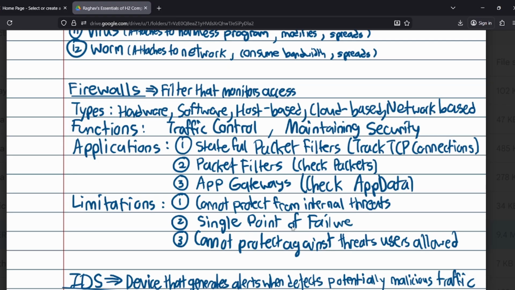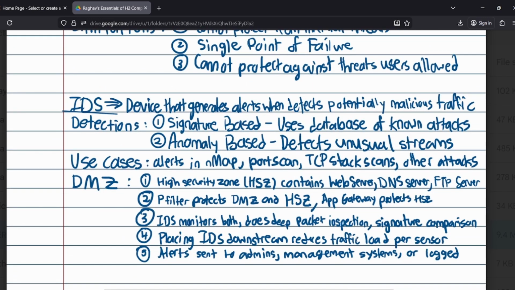There's a single point of failure, which means if the firewall goes down, everything goes down. And you can't protect against threats that users allowed. If some guy decided to click yes, I want to download this pirated thing, then there's nothing you can do about it because he said yes. He overrode the block.